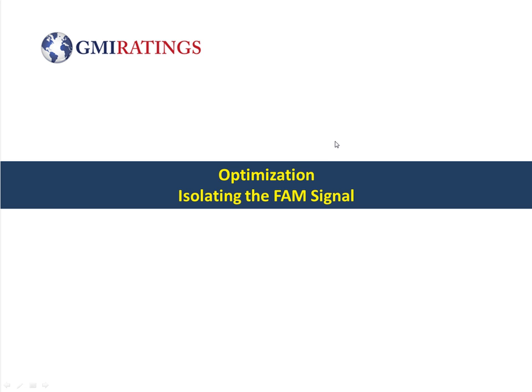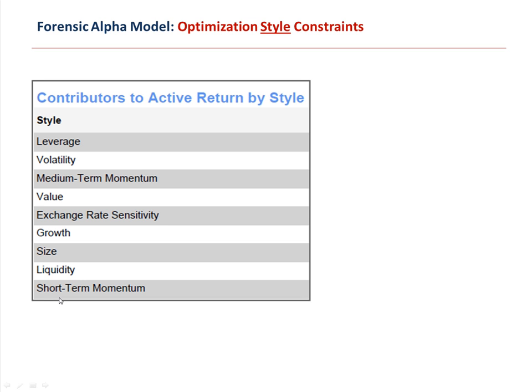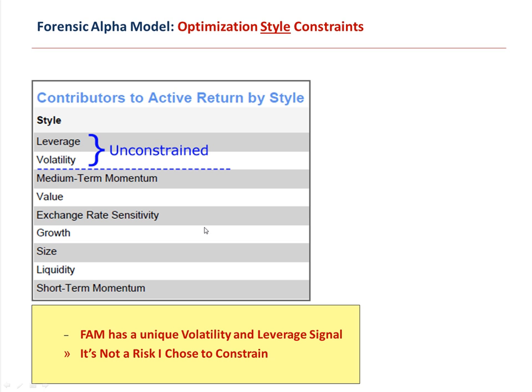Let's go a little deeper. Let's go into an optimization that isolates the FAM signal. For purposes of this exercise, we used Axioma as our optimizer. First, we looked at styles, and the contributors that we looked to in style were leverage, volatility, medium-term momentum, value, exchange rate sensitivity, growth, size, liquidity, and short-term momentum. We're going to minimize these risks and see how much of the FAM signal comes outside of these contributors. But before we do that, in this optimization, I determined that FAM has a unique volatility and leverage signal. Namely, FAM has a tendency to choose companies which have low volatility but outperform, or companies that have low leverage but outperform. And in this one optimization, I decided to leave these two styles unconstrained. Of course, you can run any optimization you want. This is just one demonstration, or a proof of concept.